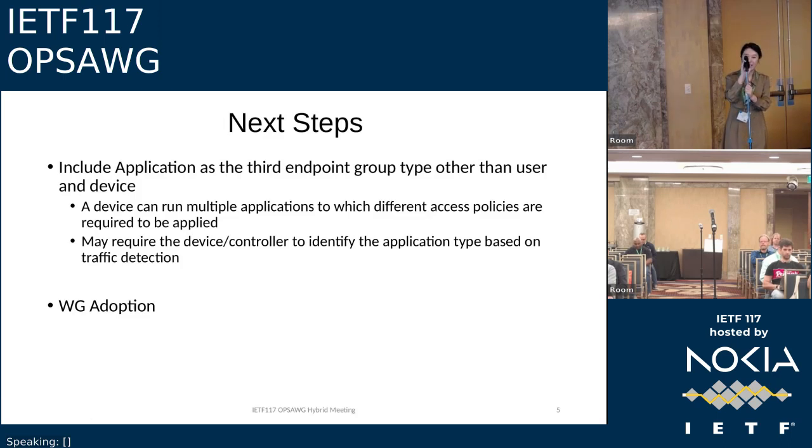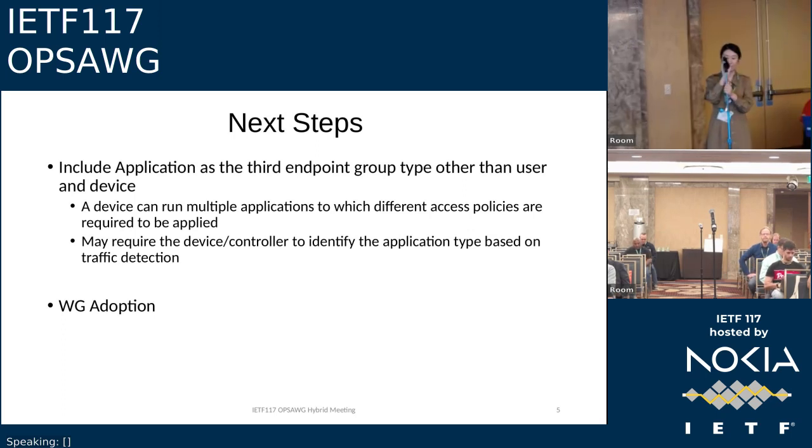For the next step, the authors would like to include application as a third endpoint group type, other than the user group and device group. I think this can be useful for scenarios where a device may run multiple applications, and different applications might need different access policies. Implementing this might require the device or network controller to identify the application type based on traffic detection.